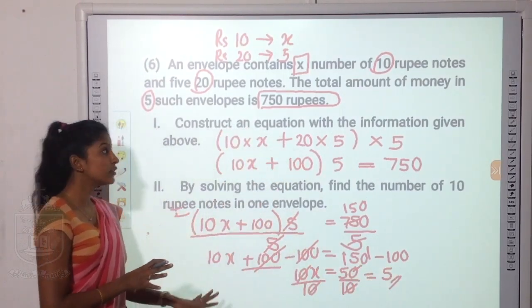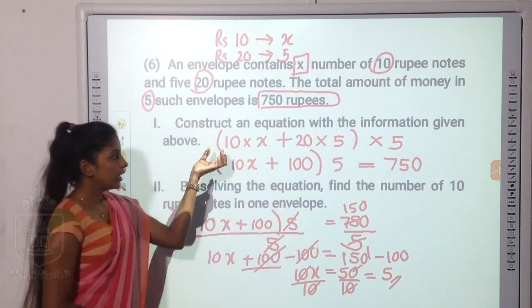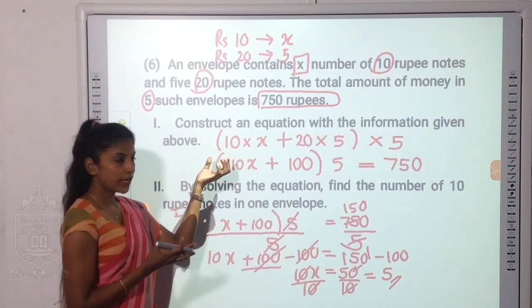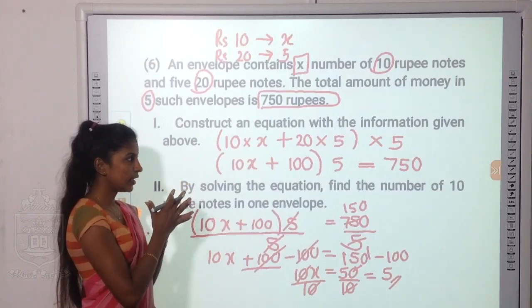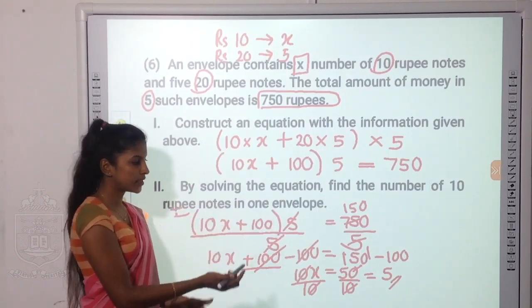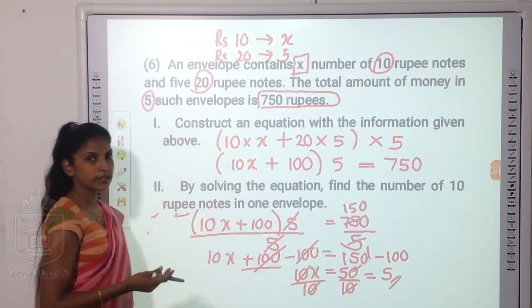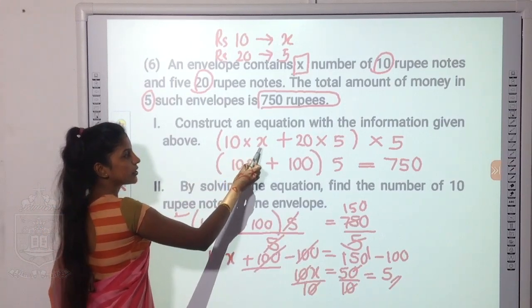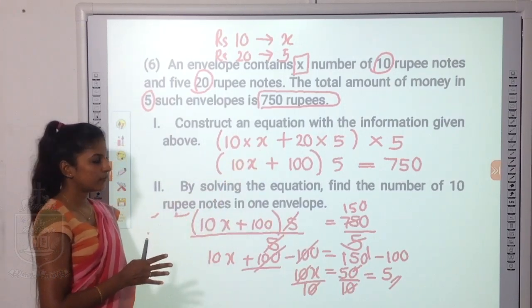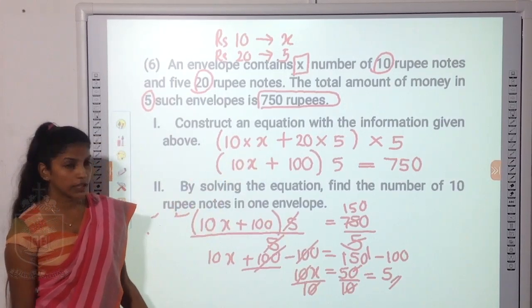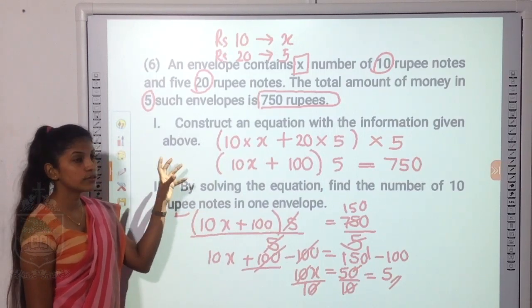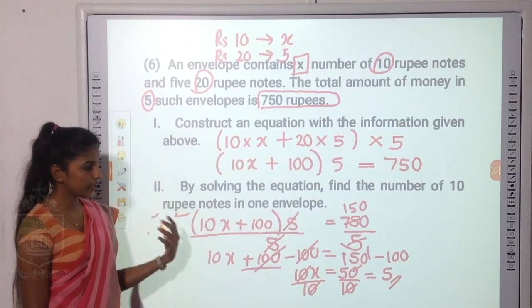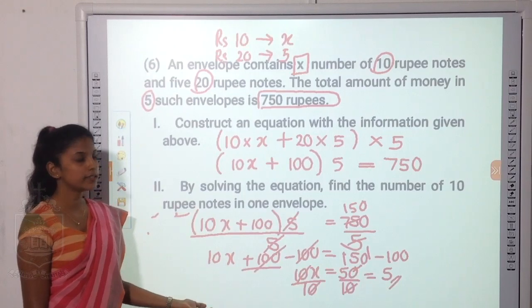That means, is it in rupees? No, 10 rupee notes, right? If you consider 10 rupee notes, how many such notes are there? 5 notes. 5 ten-rupee notes are there inside one envelope. So this is the way of solving equations, and the main thing is to construct the equation properly, and then the simplification can be done later.